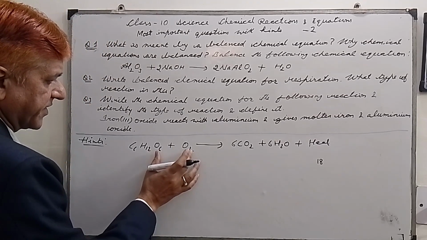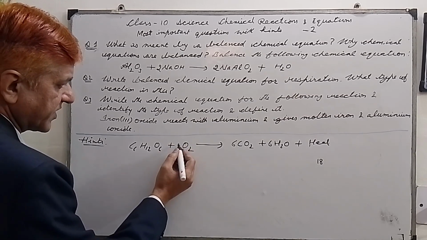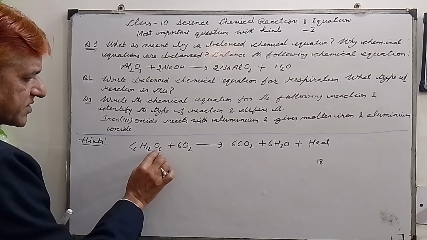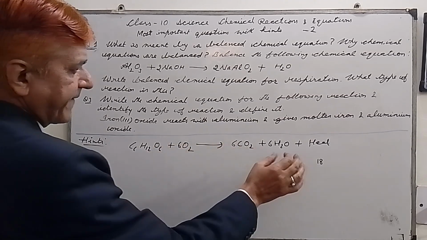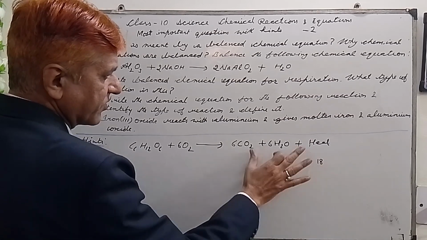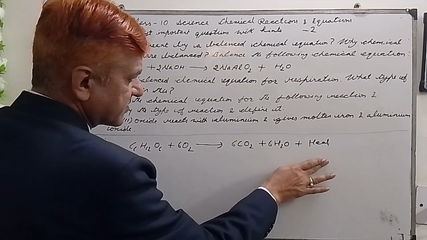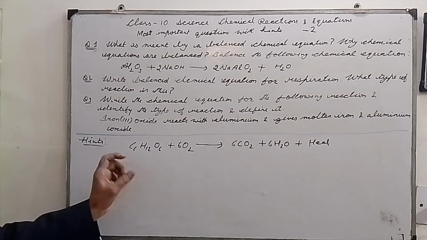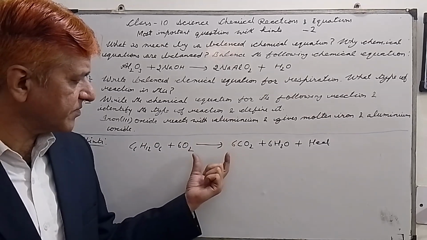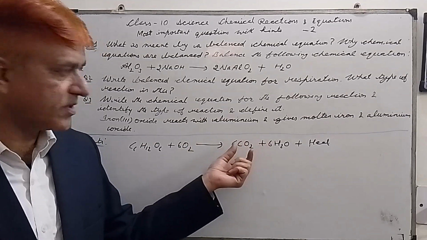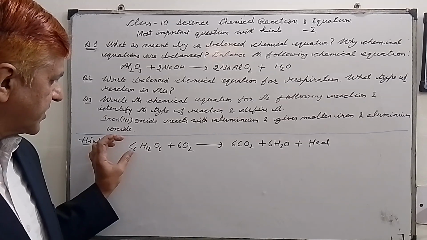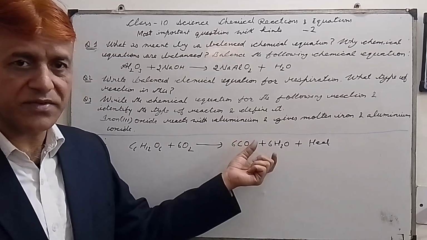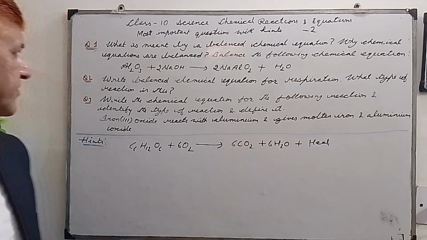So 8, sorry. If I multiply this by 6, so 6 twos are 12, 12 plus 6 is 18, and here we have 18 atoms of oxygen. So my dear students, this is now the balanced chemical equation of respiration. So this is how to balance this equation. Please practice this, learn this equation for respiration, and practice to balance it also. This is a very important equation, my dear students.